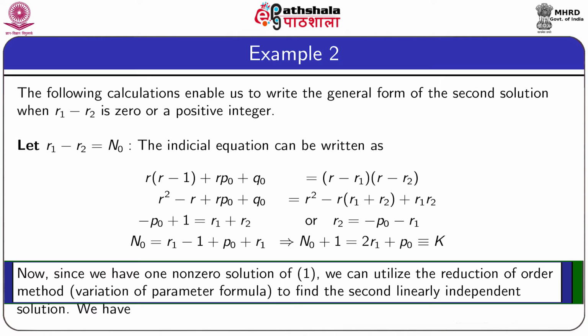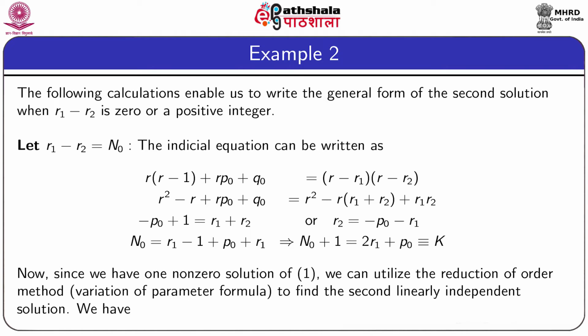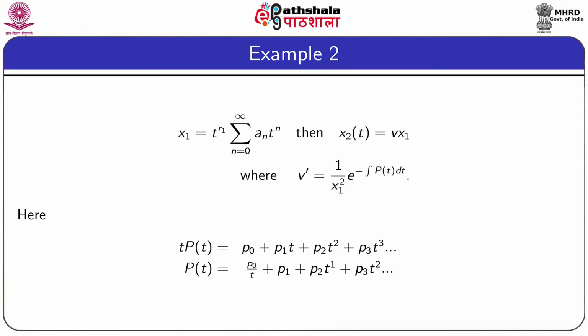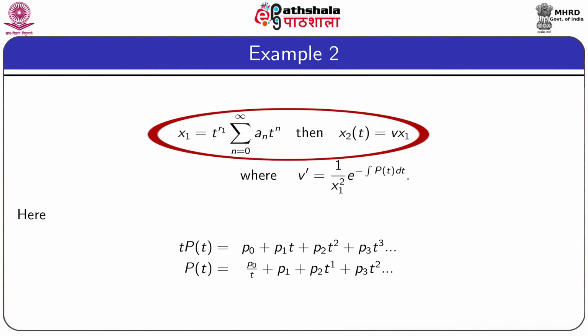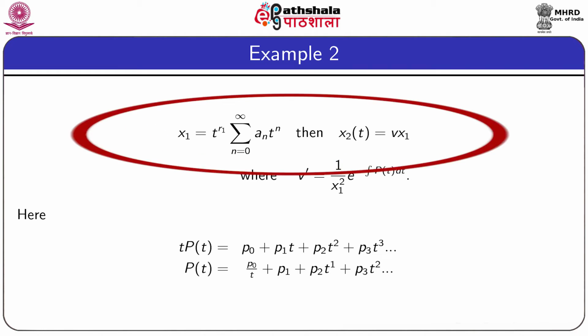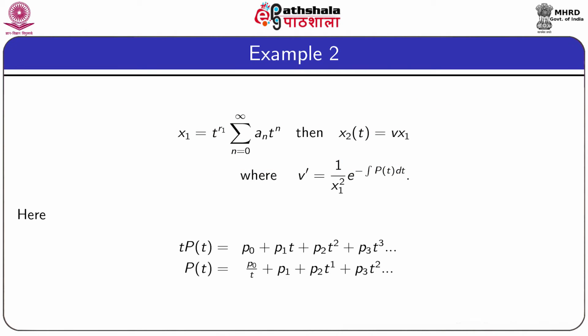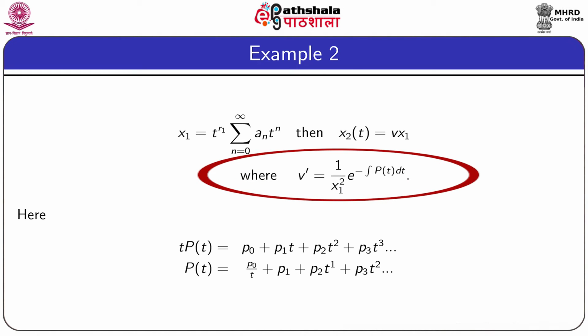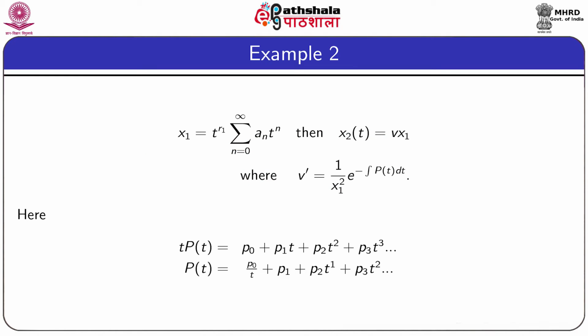Now, since we have one non-zero solution of the given differential equation 1, we can utilize the reduction of order method to find the second linearly independent solution. Let x1 equal to t to the power r1 summation n equal to 0 to infinity a_n t to the power n. Then x2 is v times x1, where v dash is equal to 1 by x1 square e to the power minus integration p(t) dt.